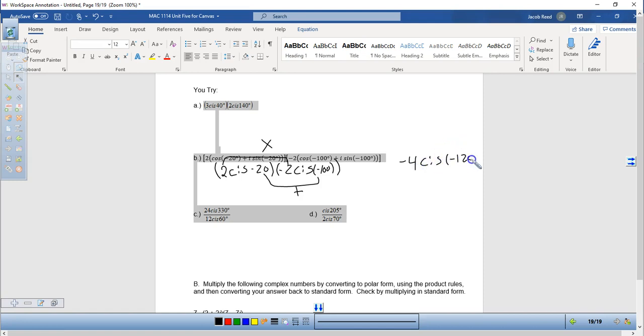So we've got -4cis -120, which means we're talking about this angle here, which is a 60-degree angle, where it's -√3, -1, and 2. So I get -4 multiplied by cosine of -120, which is -1/2. Then I need sine of -120, which is going to be -√3 over 2, i. Now I distribute my -4. -4 times -1/2 is 2. -4 multiplied by the other is going to be +2√3 i.